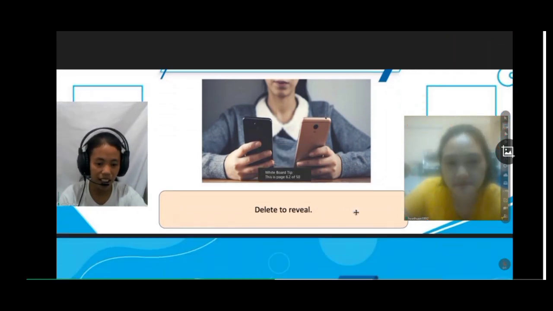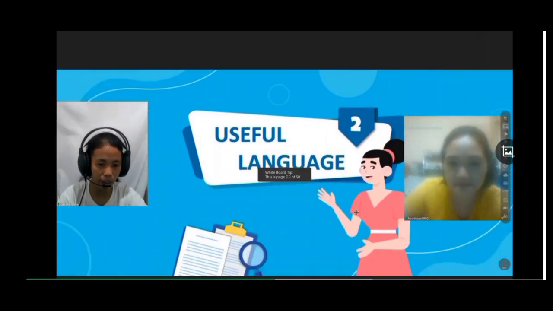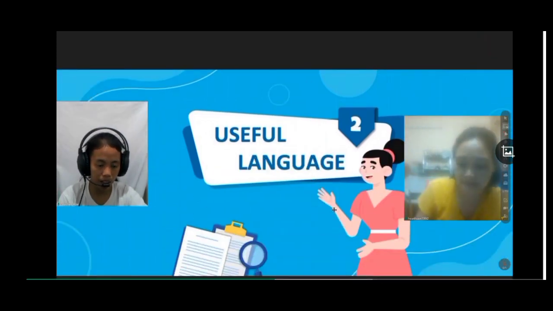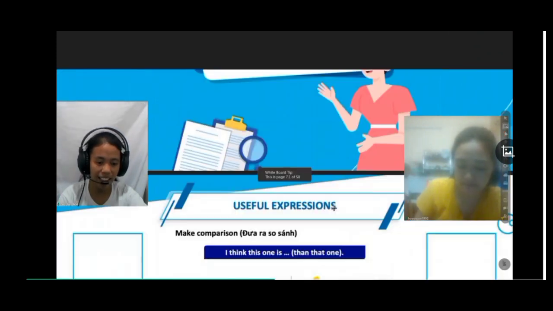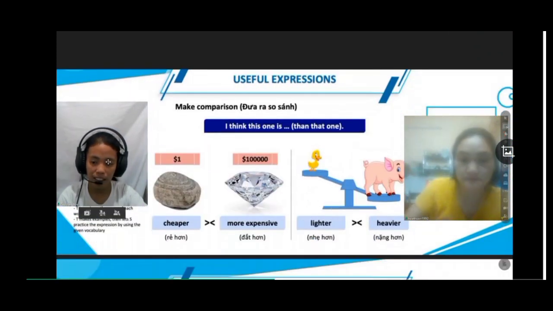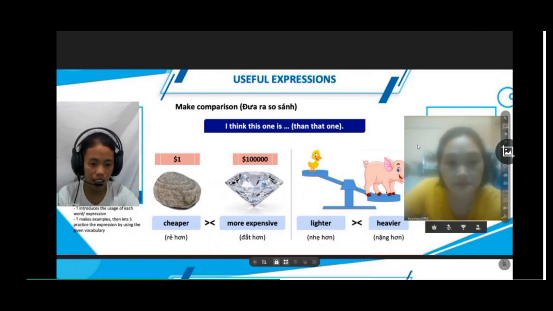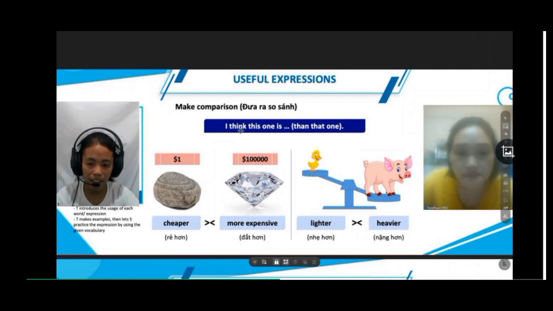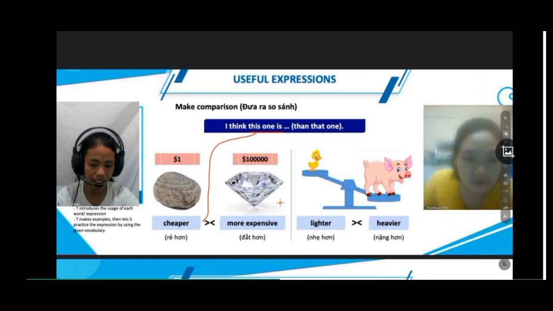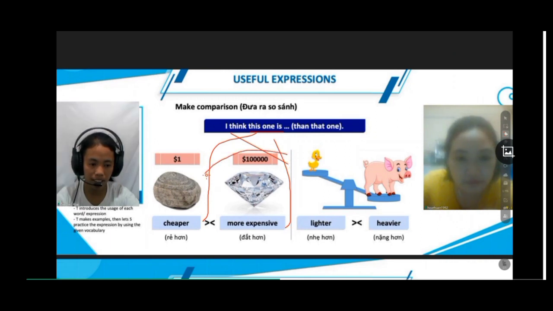Okay. So here we will have the useful language. We will learn how to compare different products. So the first one. In comparing a product, you need to make comparison. You can actually say that I think this one is cheaper than that one. Okay? You can actually say that I think this one is more expensive than that one. You make comparison about the two things.